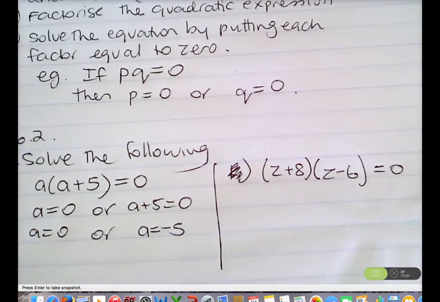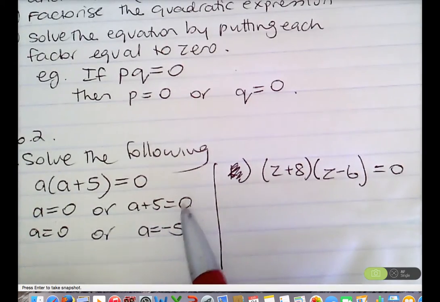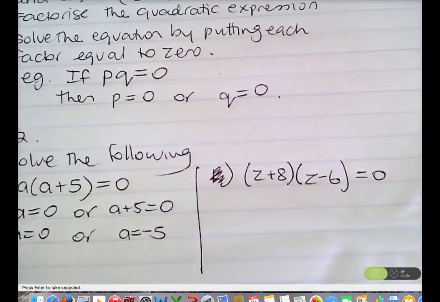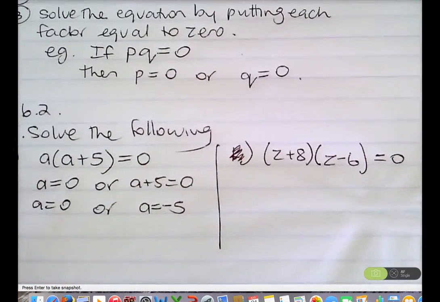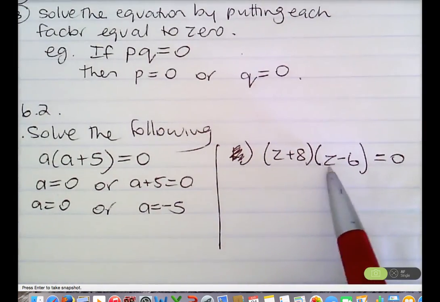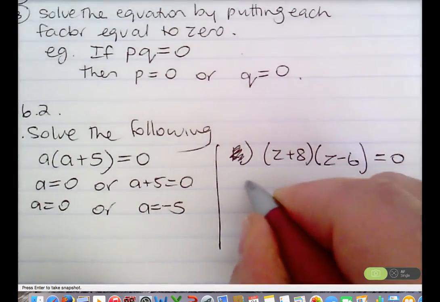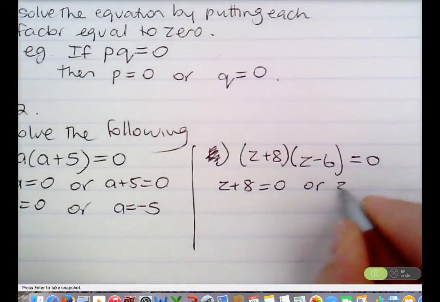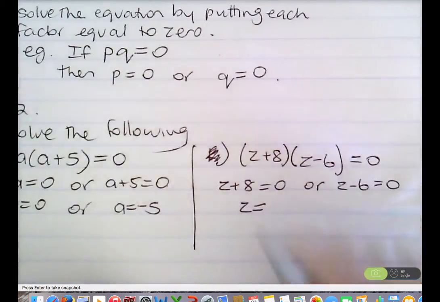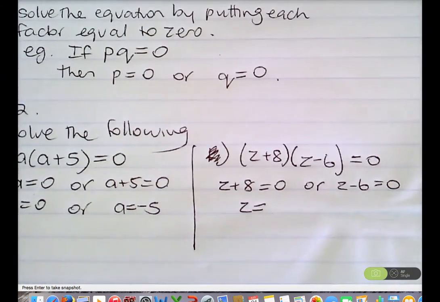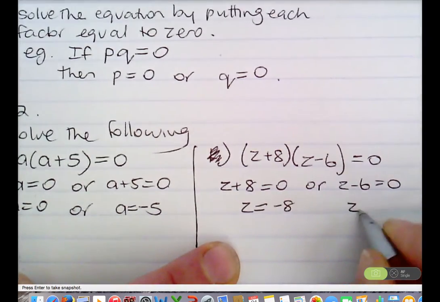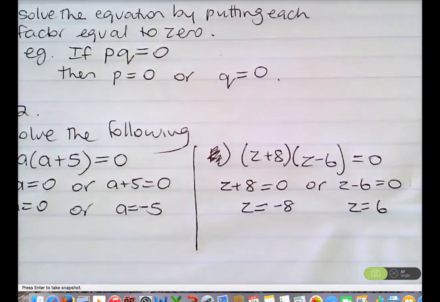Yes. Because if a plus 5 is 0, I want a on its own. Take it over to the other side. All right, next question. Girls, if z plus 8 times z minus 6 is 0, then either z plus 8 is 0 or, does this make sense? Or the z minus 6 is 0. Take the plus 8 to the other side. I need the z on its own. I'm solving equations. z is -8 or z is -6 to the other side becomes +6.